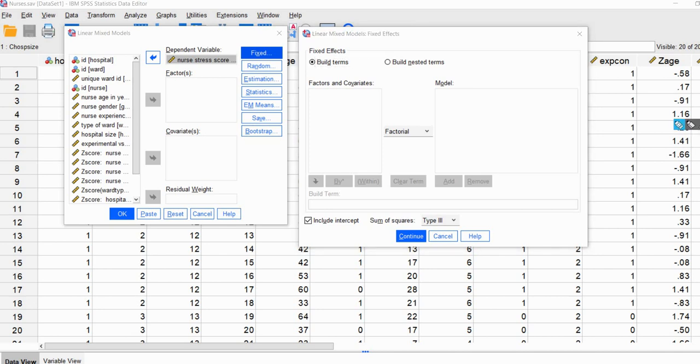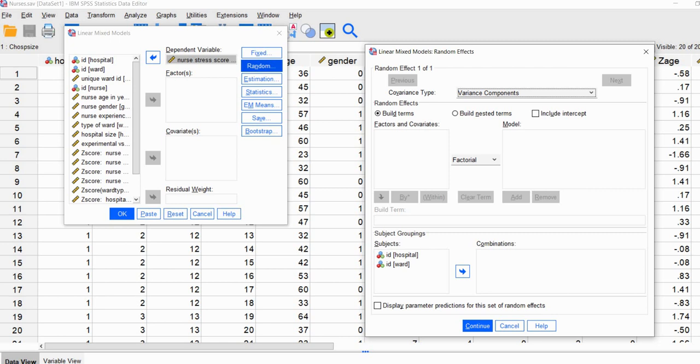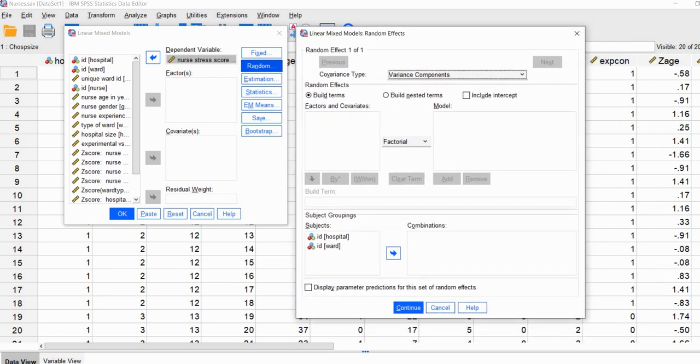The only thing that I'll point out is down here it says include intercept, and that should remain clicked as it is right here. So there's nothing really to do with this particular box at this point. When we click on Random, this is where we add in random effects to our model. So again, we're going to be allowing intercepts to randomly vary within hospitals and across hospitals. So we'll start off by clicking on hospital and moving that over to the combinations box, and we'll include intercept right here. Then we'll click on Next, and then we will select both ID hospital and ID ward right here, move them over to the combinations box, and click on include intercept right here.